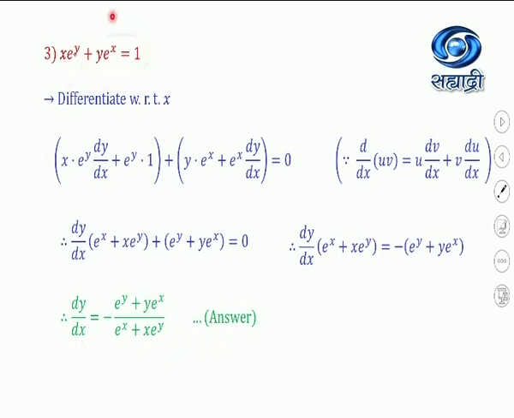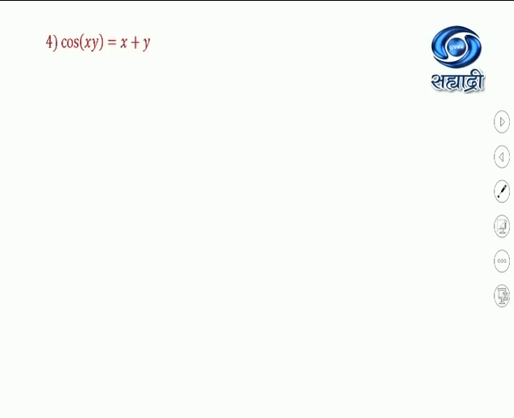When the function is given like this, then its derivative is this. And now to continue the next example: cos of xy is equal to x plus y. Now here we can't separate these two terms, x and y, so it is an implicit function. So we take the derivative of both sides with respect to x. Then we get d/dx of the left hand side, that is cos of xy, equal to d/dx of the right hand side, that is d/dx of x plus y.